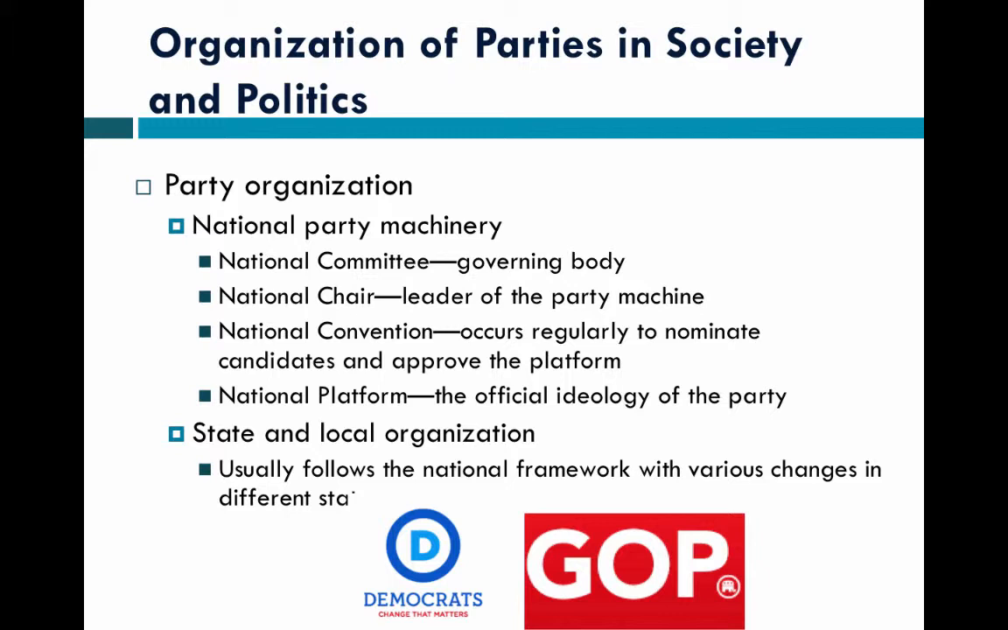That's the chair's role. The National Convention occurs regularly to nominate candidates and approve the platform, and the platform is the official ideology of the party written down in a long document that says that this is what the party believes in. Now, the difference, again, between our parties and parties in Western Europe and elsewhere is that the national platform is not something everybody has to sign on to. In fact, the presidential candidate may not believe in things that are in the party platform. So the party platform is usually a compromise document rather than something that represents everybody within the party. The state and local organizations usually follow a national framework with various changes for different states, including different caucuses, different interest group representation, and so on.